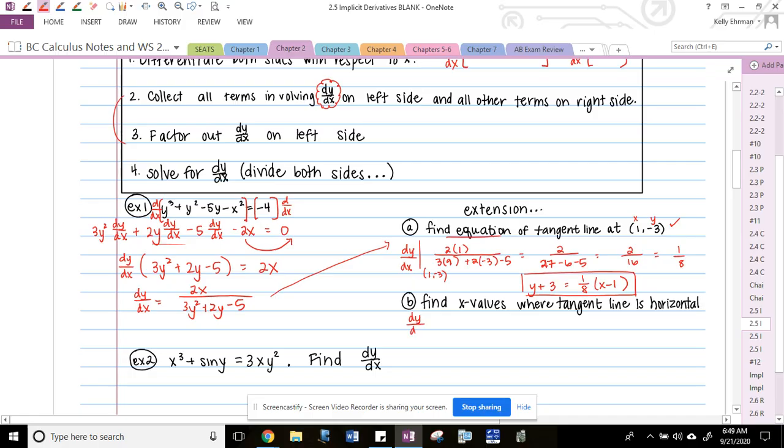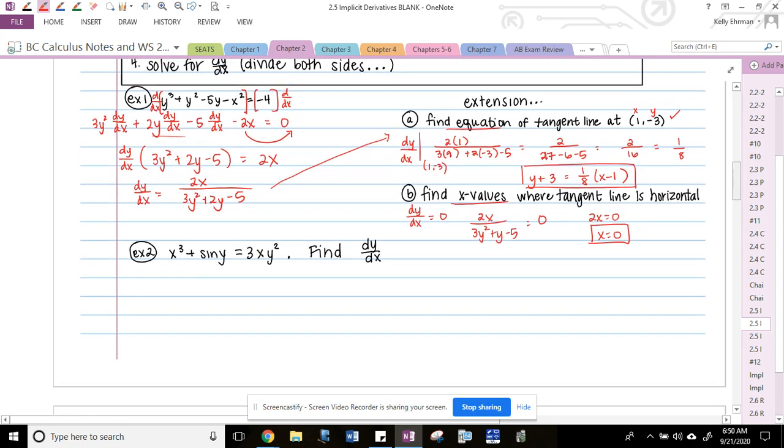When you're doing free response questions, it's a good idea, this is kind of like explaining your work. So your first step is to say dy/dx should be 0. Set your dy/dx equation equal to 0. So 2x over 3y squared plus 2y minus 5 equals 0. Now remember, a rational equation is equal to 0 when just the numerator is equal to 0. So 2x equals 0 when x equals 0. And it says just find the x values, not the ordered pairs. So I'm finished at that point.